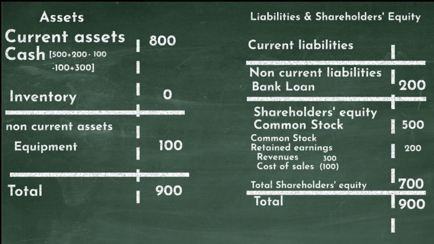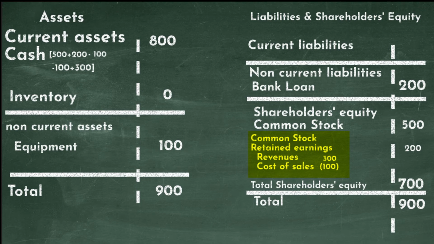Now let's look at our liability side. We still have that $200 loan. We have that $500 common stock. But now look under retained earnings. We have the revenue of $300 that we made. But how much did it cost us to make that 300? Well, we purchased inventory for $100. So that's where the $200 of retained earnings comes from.